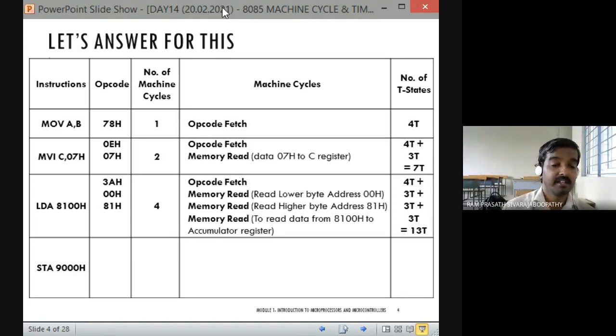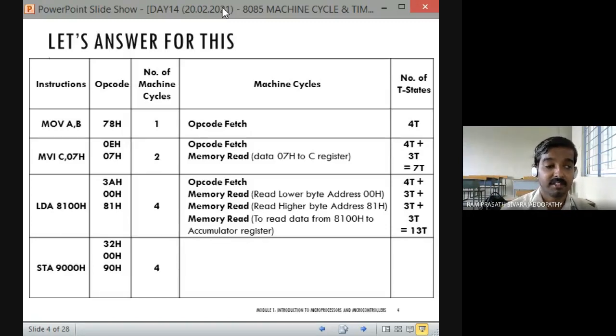Then the next instruction, obviously you people can say, how many bytes is the instruction? Yes, very good. It's a 3-byte instruction. What about the number of machine cycles? Here also it has to read the opcode, so opcode fetch machine cycle. Then it has to read the lower byte of the address, then the higher byte of the address. After getting these 3 bytes, it knows where to store and what content should be stored. Correct? So here also it takes 4 machine cycles.